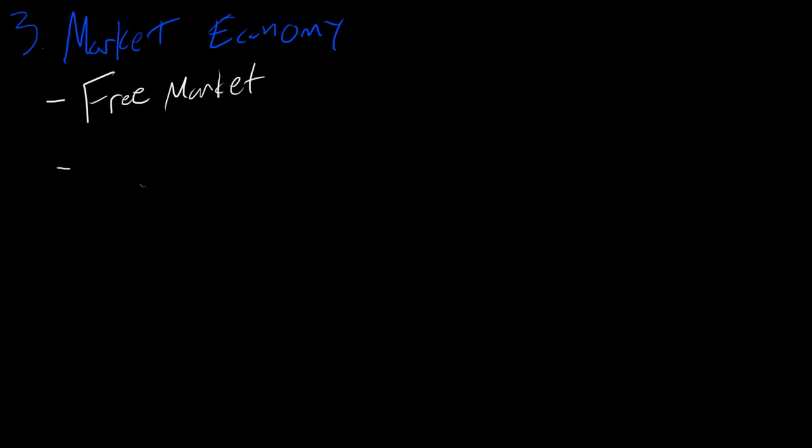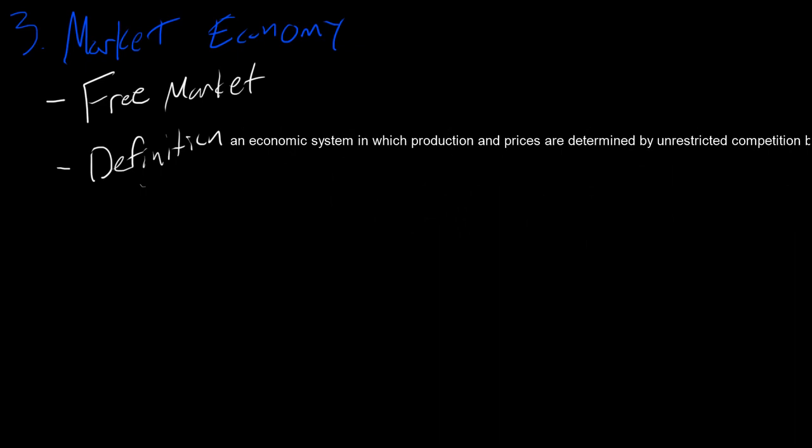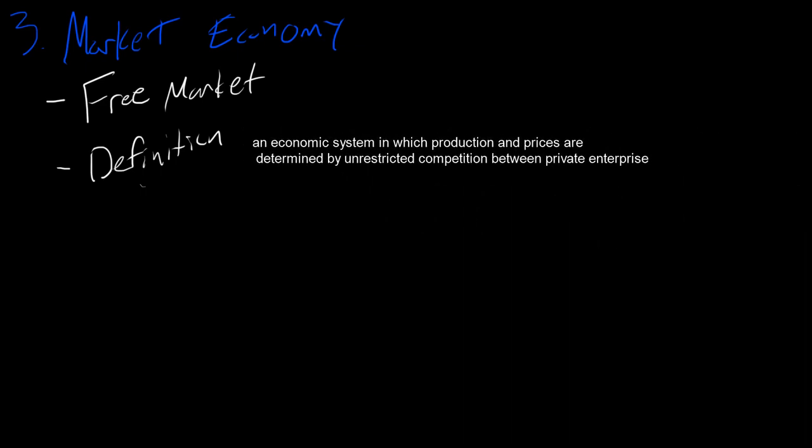And so for our formal definition: an economic system in which production and prices are determined by unrestricted competition between private enterprises. And that's a lot, but let me break that down for you. Unrestricted competition means that if we have two people competing and they want to set their prices to compete against each other, let them have the freedom to produce at whatever price they want.